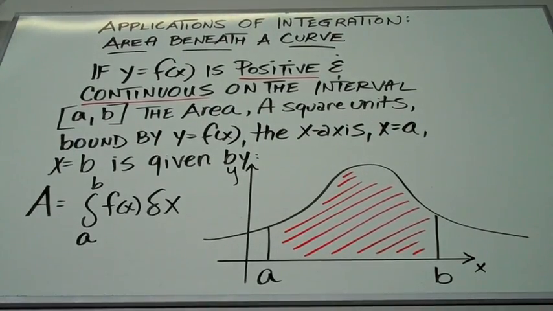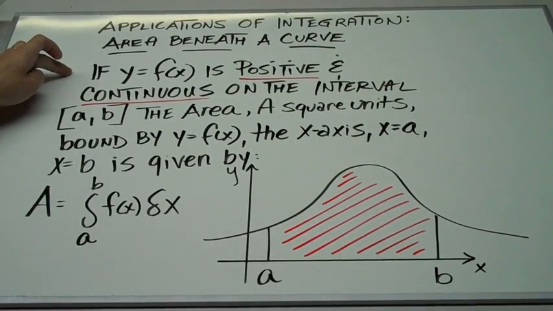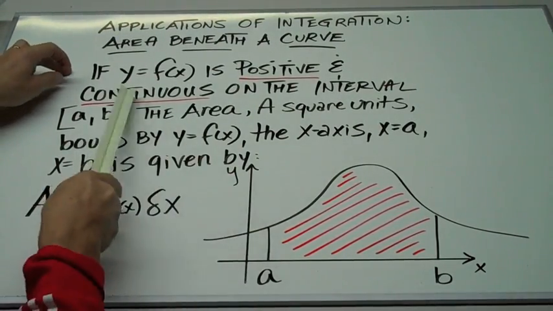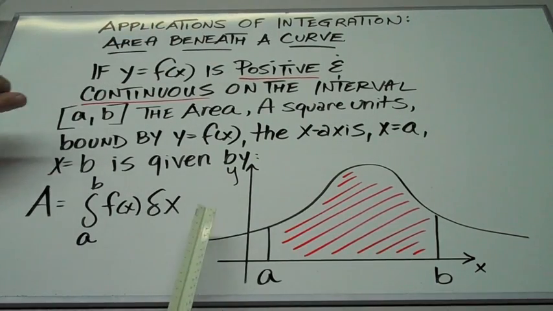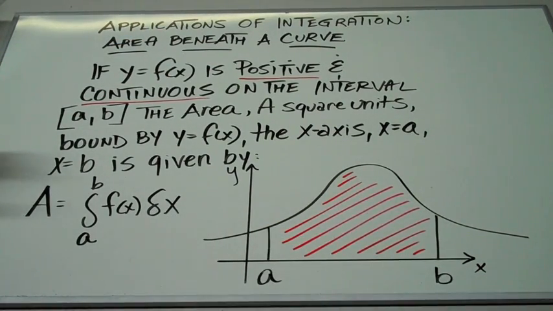Furthermore, continuing on with applications of integration, we see that if y is equal to f of x and is positive and continuous, positive means our graph lies above the x-axis. That's so important when considering integration: where is the curve? Is it above or below the x-axis?